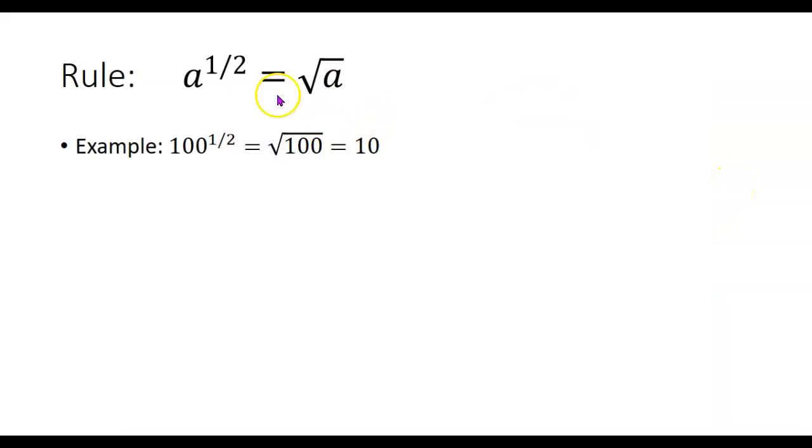And based on that, we just make it a rule that anytime you have something to the 1/2 power, that's the same as the square root of that something. So for example, 100 to the 1/2 power means the square root of 100, which would be 10. Notice that's not the same thing as 100 times the number 1/2. 100 times 1/2 would be 50, but 100 to the 1/2 power is the square root of 100, which is 10.